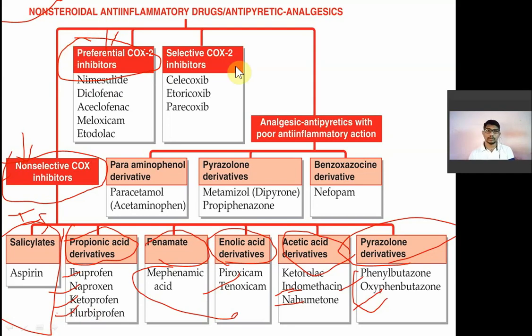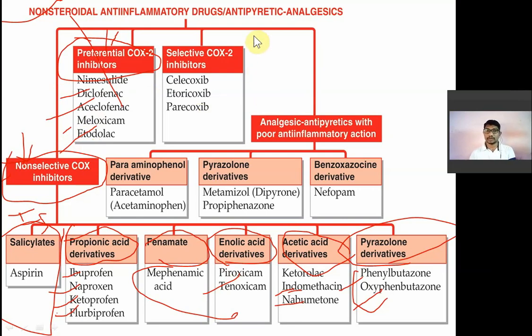In that you have nimesulide, diclofenac, aceclofenac, meloxicam, and etodolac. Remember these drugs: nimesulide, diclofenac, aceclofenac, meloxicam, etodolac. There was a question in GPAT 20. They mentioned nimesulide, diclofenac, aceclofenac, and the options were non-selective COX inhibitor, selective COX2 inhibitor, preferential COX2 inhibitor. So the answer was preferential COX2 inhibitor. So remember these: nimesulide, diclofenac, aceclofenac. These are the preferential COX2 inhibitors. They will inhibit COX2 more than COX1, but they inhibit both COX1 and COX2.